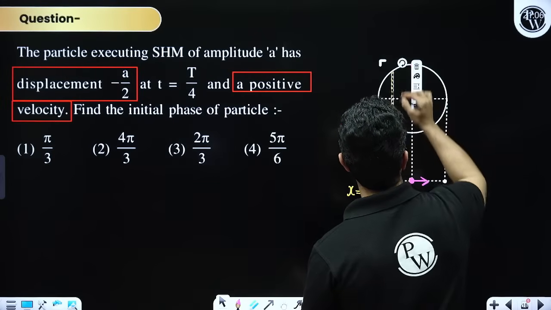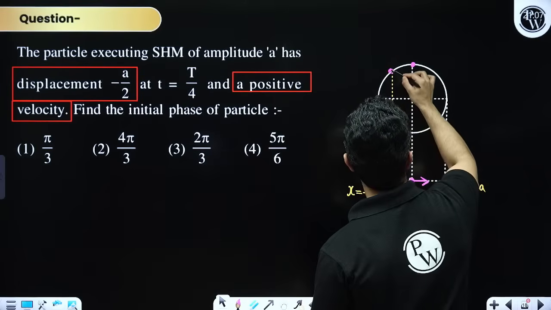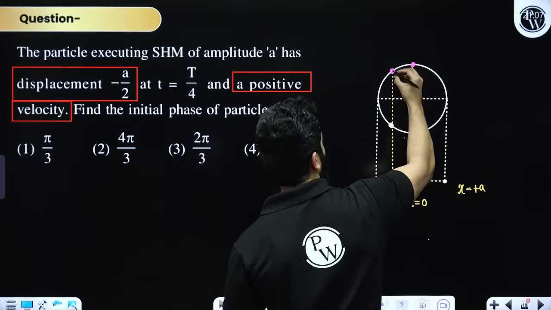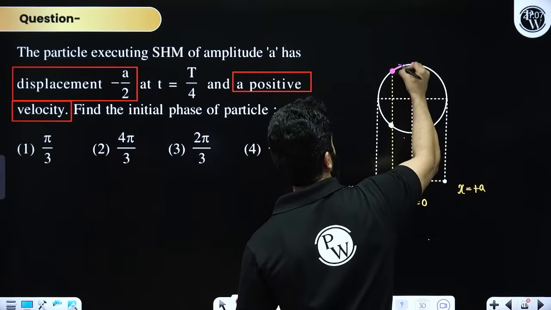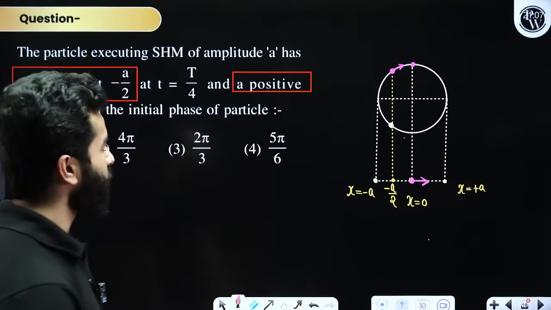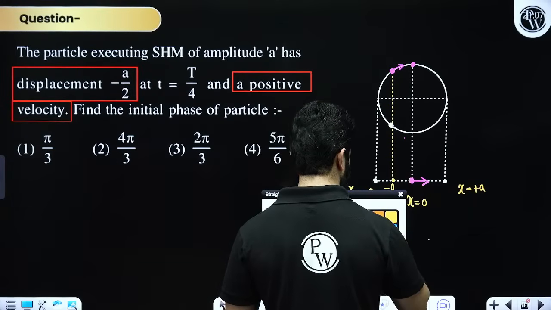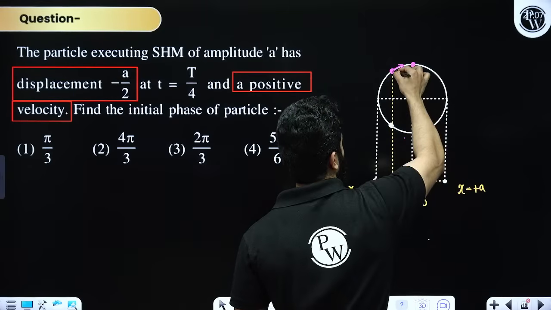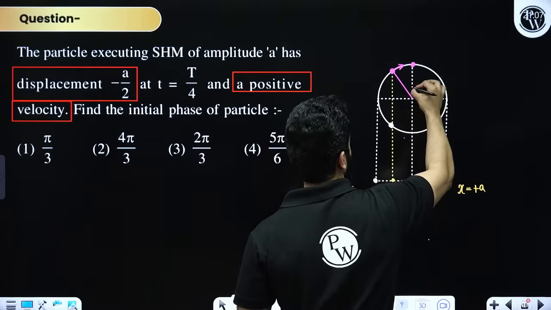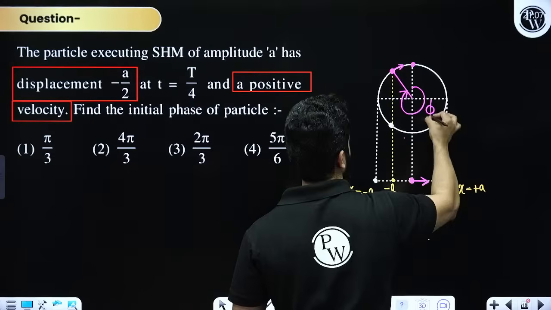This particle will be at this point, dosto, because it is moving towards the mean position. It is moving towards the mean position, right? So it will be somewhere over here. So this is going to be the initial phase, phi.